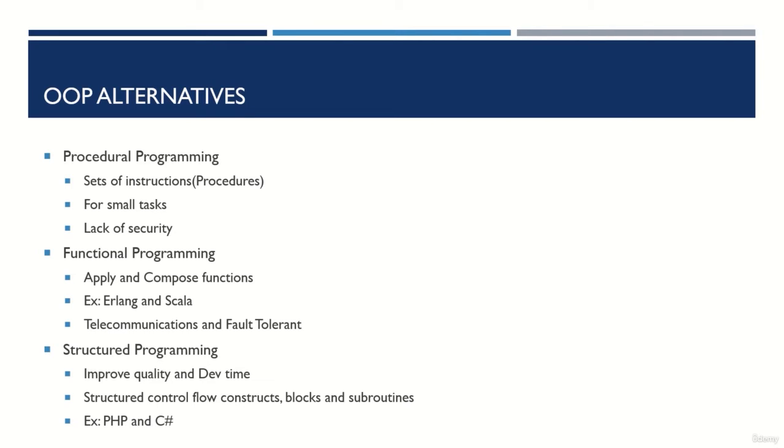The first one is sequence, the second one is repetition, and the third one is selection. Examples of languages that use this type of programming are PHP and C#. This was a brief overview of the most popular alternatives for object-oriented programming.